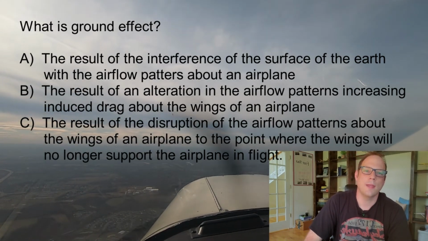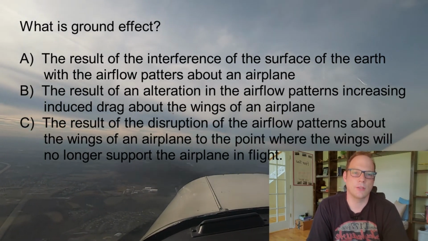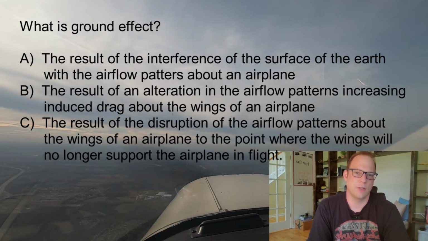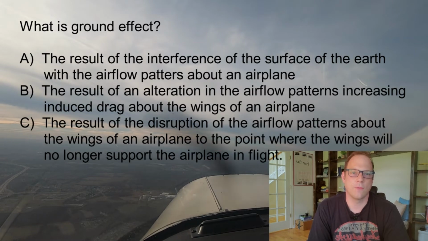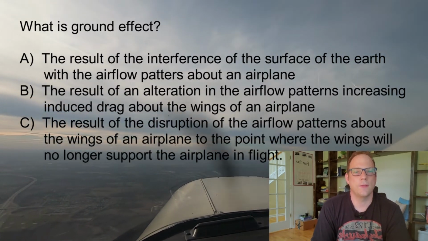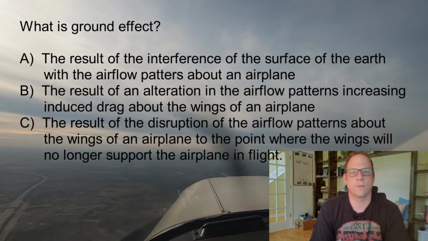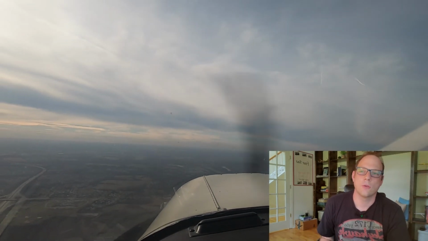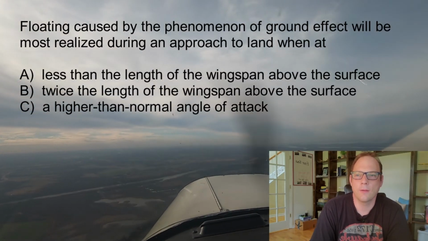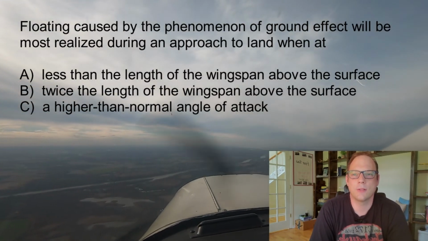Remember, as a wing encounters ground effect, there is a reduction in downwash and wingtip vortices. This results in less induced drag. Therefore, for any given angle of attack, the wing will produce more lift in ground effect than it does out of ground effect.